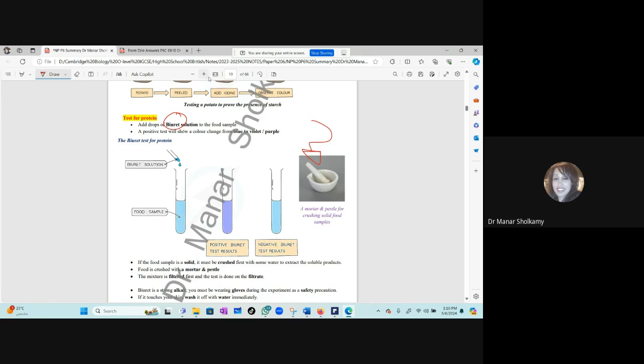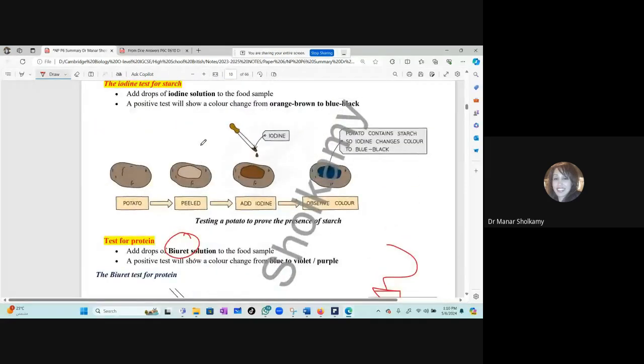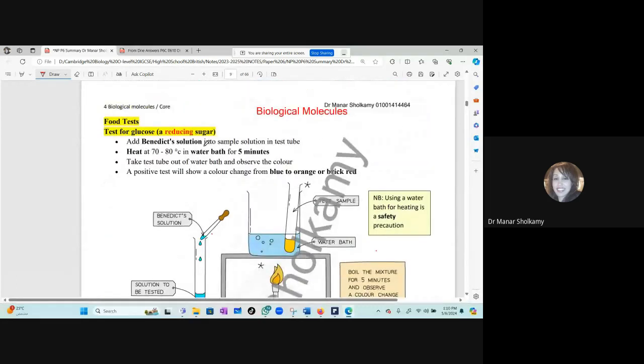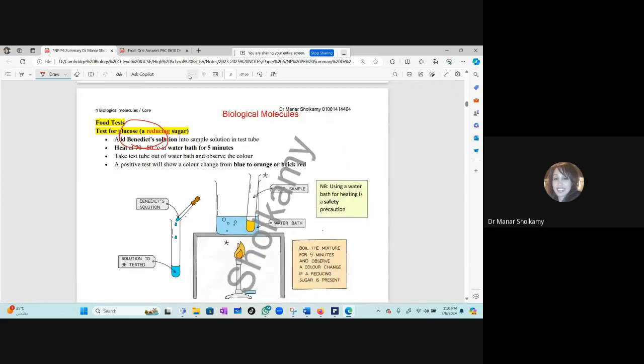The biuret, this is how it is spelled: B-I-U-R-E-T, okay? And the Benedict's is a different story. The Benedict's is Benedict's. So just memorize that, please, because don't laugh, it happens.